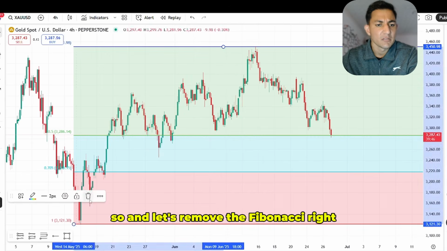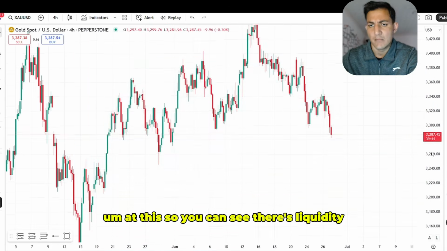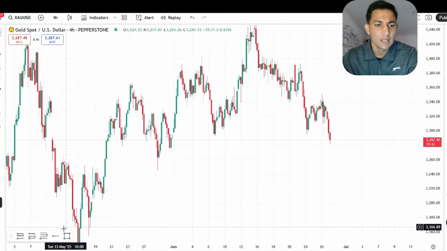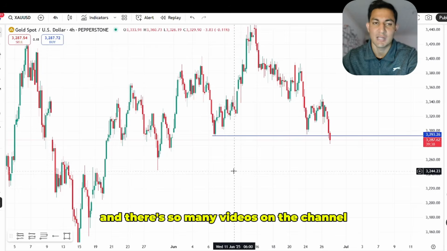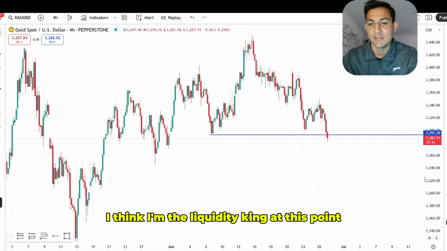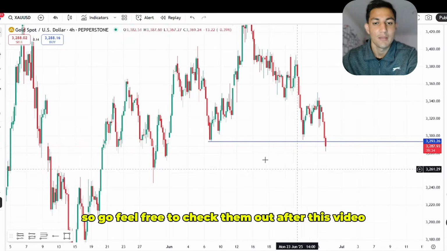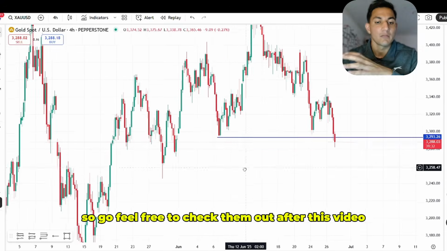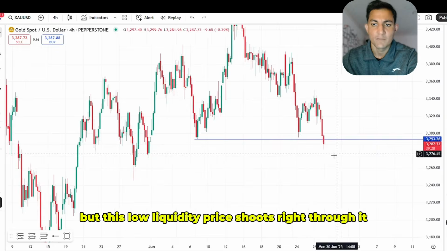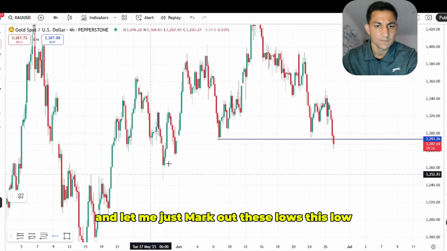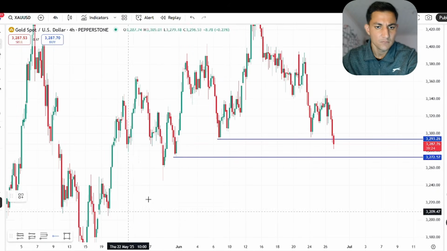So, let's remove the Fibonacci. You guys get the point of this. You can see there's liquidity, again, at major lows or major highs. And there are so many videos on the channel explaining liquidity. I think I'm the liquidity king at this point, so feel free to check them out after this video. But this low, liquidity, price shoots right through it. Let me just mark out these lows here. This low and this low.